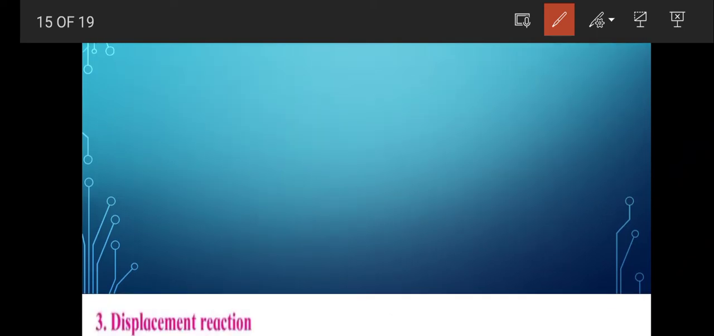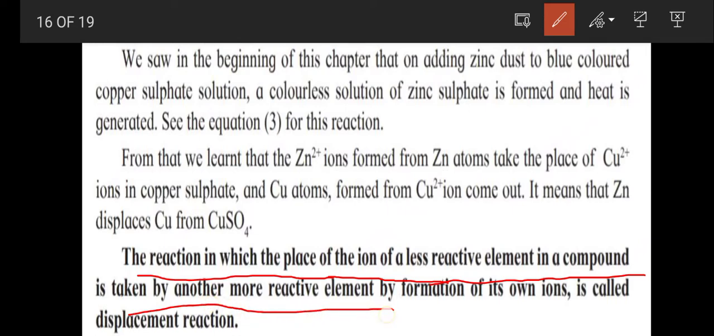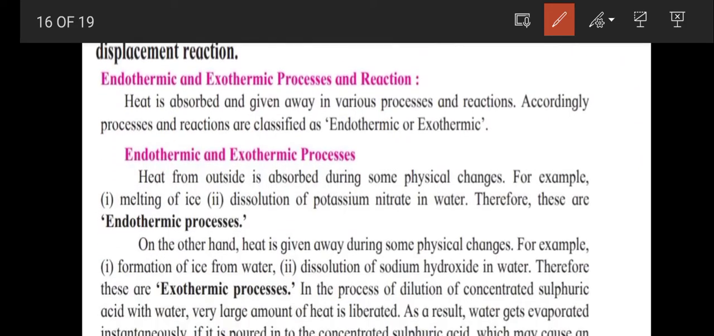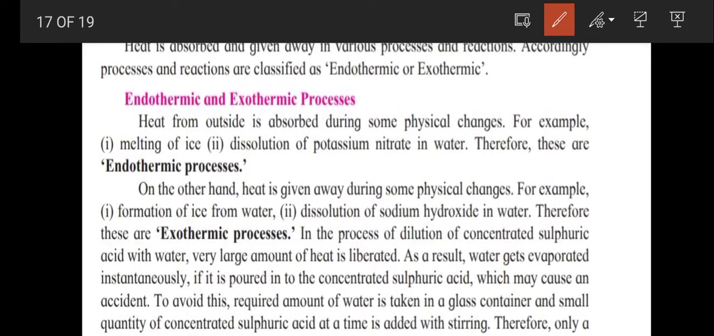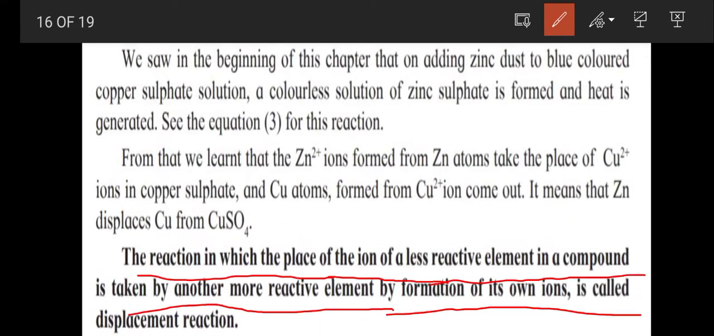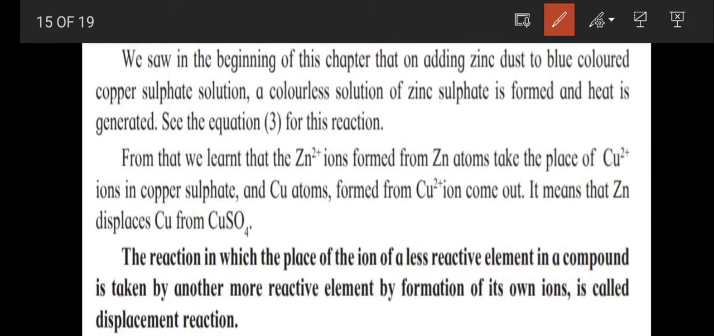Now next one is the displacement reaction, the reaction in which the place of the ion of a less reactive element in a compound is taken by another more reactive element by the formation of its own ion is called a displacement reaction. Means what? There is a displacement in the molecular formula. Okay, so that is called a displacement reaction.